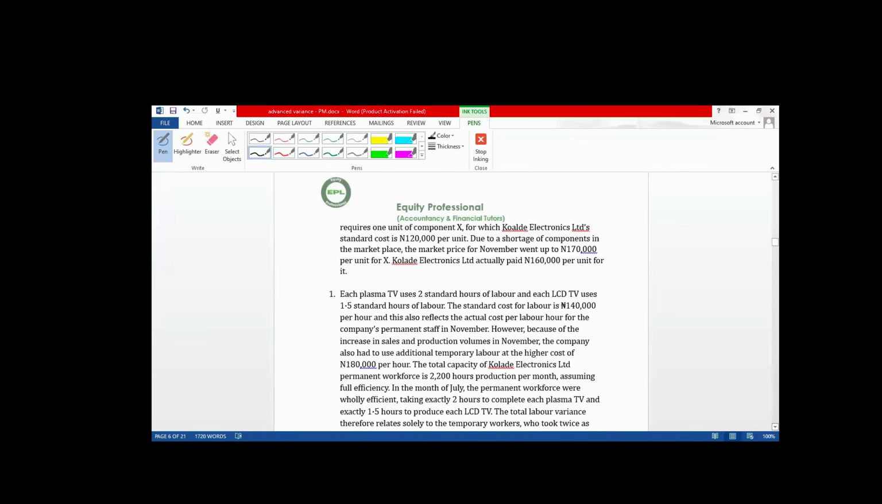The total capacity of Colade Electronics Limited, permanent staff. Let me take that again. The total production per month: our own permanent staff can only supply 2,200 hours for production in a month, assuming full efficiency.